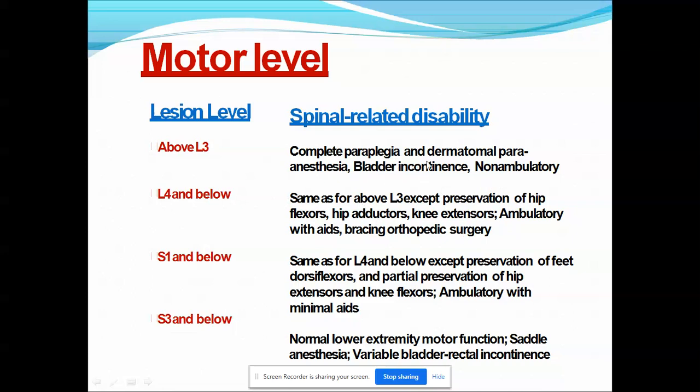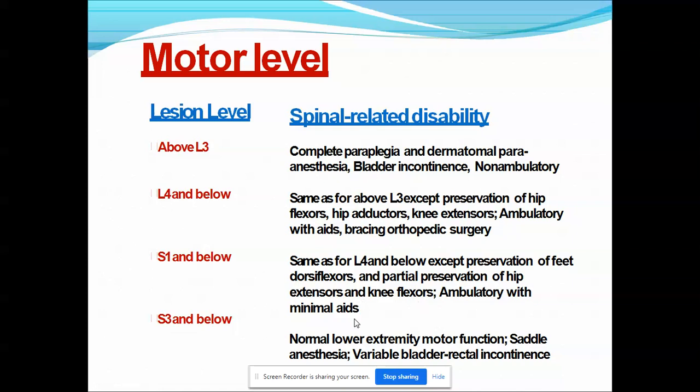Whatever we have seen for L3, the same thing will be there, plus hip flexors, hip adductors and knee extensors will be weak. Ambulatory with aids means the baby will require either a walker or stick, and bracing can be required, orthopedic surgery can be required. If the defect is at S1 and below, the same symptoms as L4 will be there, except preservation of foot dorsiflexion and partial preservation of hip extensors and knee extensors. Ambulation with minimal aids.